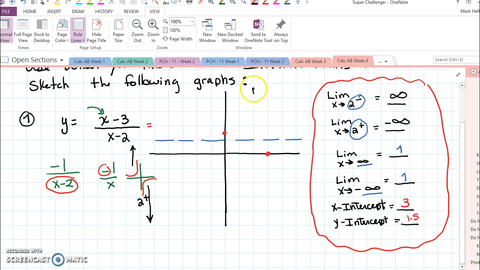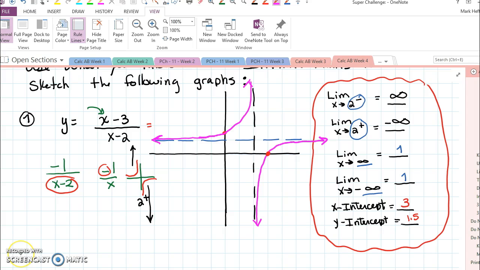So now I can draw my asymptote in. My behavior on the right side of 2 is coming up from infinity, going through that 0 and approaching my horizontal asymptote. And on the left side of 2, I'm coming down from positive infinity, going through that y-intercept and approaching the asymptote on the other side.